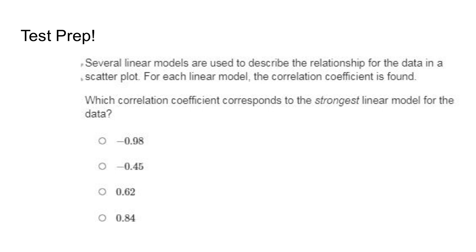For the next one, they asked for the strongest linear model, so hopefully you picked negative 0.98. If it had said something like the strongest positive linear model, you would want to pick 0.84. But because it didn't care if it was positive or negative, negative 0.98 would be the strongest because it's the closest to 1. Remember, the negative doesn't affect its strength. It just affects the direction that it's traveling. All right, next.